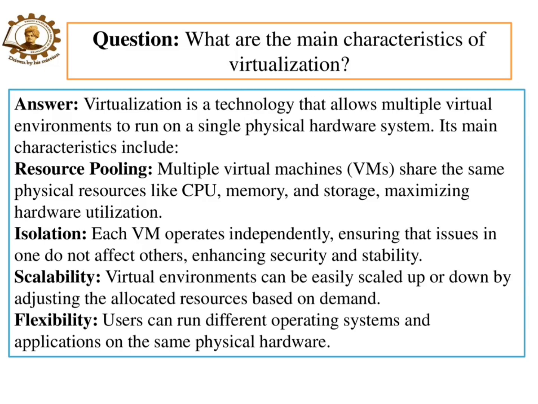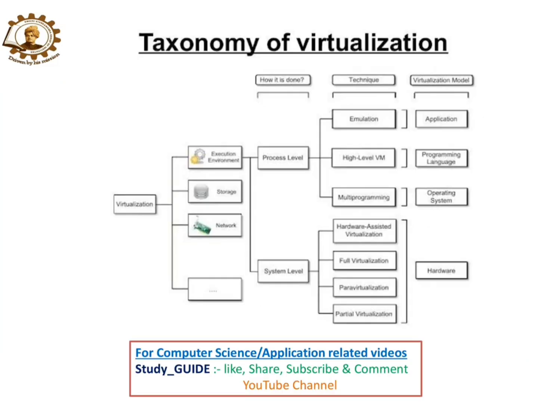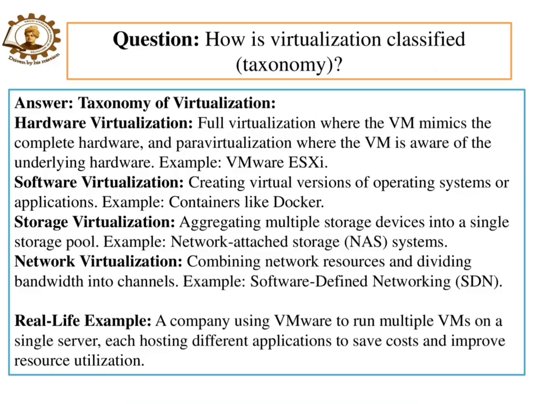Let's take a real-life example of it. Think of an apartment building. Each apartment is a virtual machine with its own tenant. These are the operating system and furnitures. These are the applications, all existing within the same physical building, that is the computer. Now, let's study about the types of virtualization, that is the taxonomy.